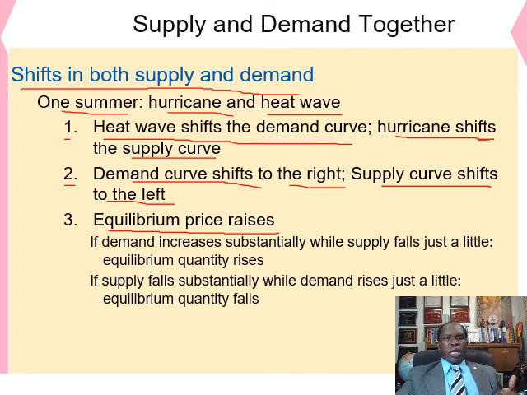If the demand increases substantially while supply falls just a little, equilibrium quantity will rise. If the supply falls substantially while the demand rises just a little, equilibrium quantity will fall.